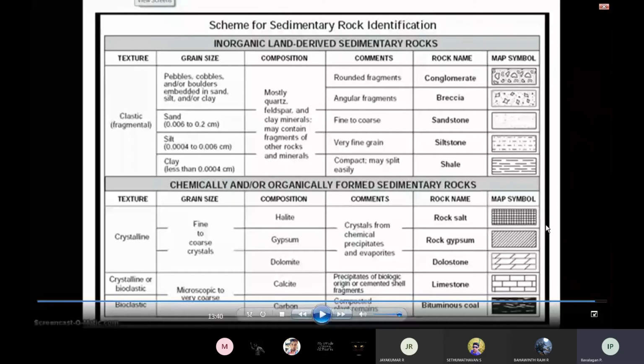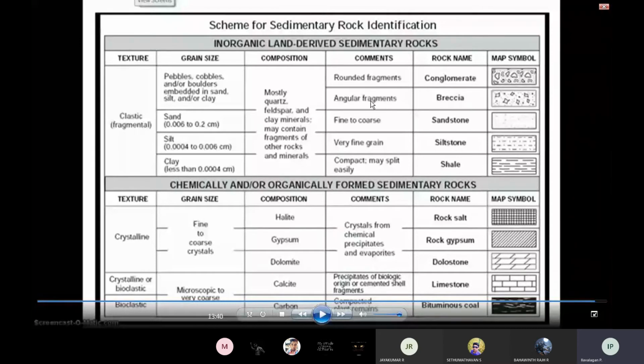If the sedimentary rocks have larger crystals formed during cementation, there is a possibility of accumulating more crystals. If the sizes are larger, based on grain size, it will be pebbles, cobbles and boulders embedded in sand, silt and clay. And if it has a round shape, see here, then it is conglomerate.